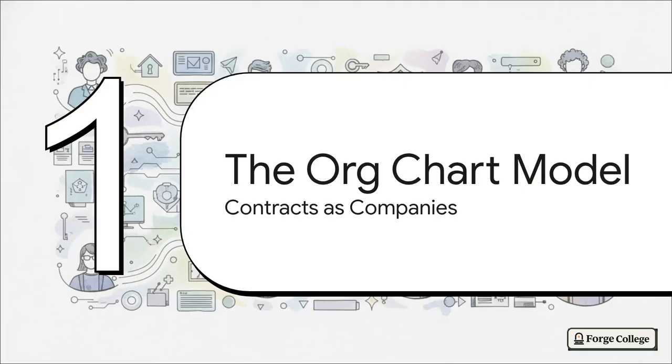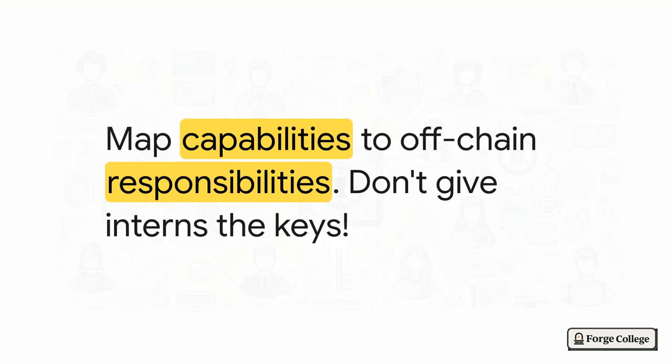All right, Section 3, the org chart model. Now, this is arguably the most important core mental model of this entire explainer, treating your smart contract exactly like a startup company's organizational chart. The absolute golden rule here is to map on-chain capabilities to off-chain responsibilities. Simply put, you wouldn't give the summer intern the keys to the corporate treasury, right?